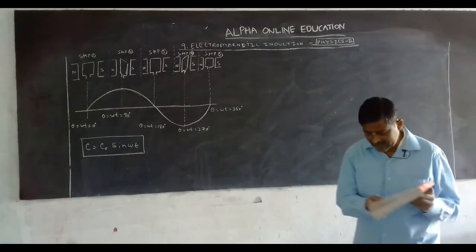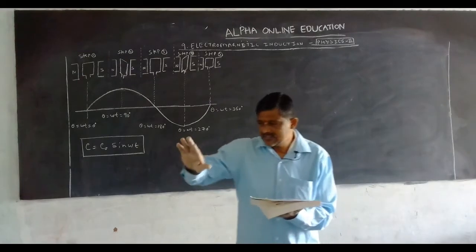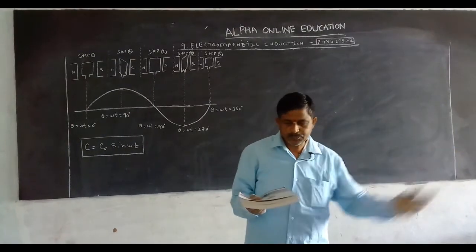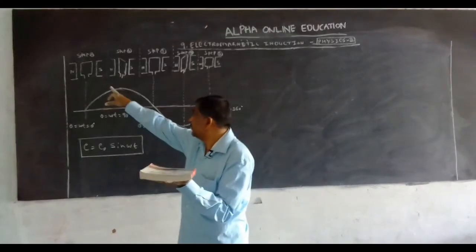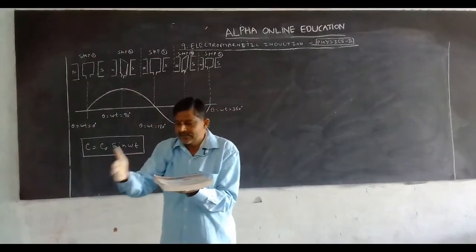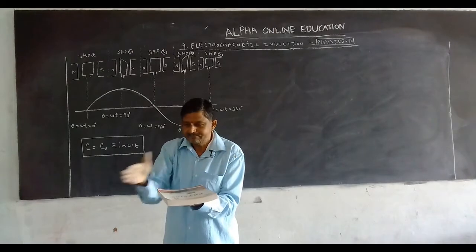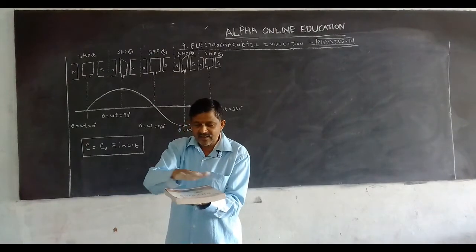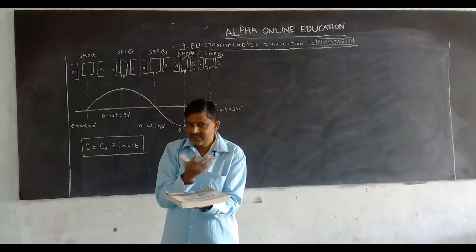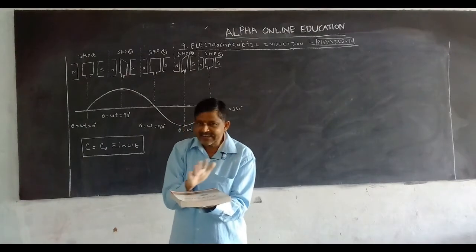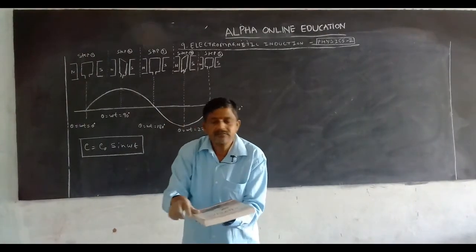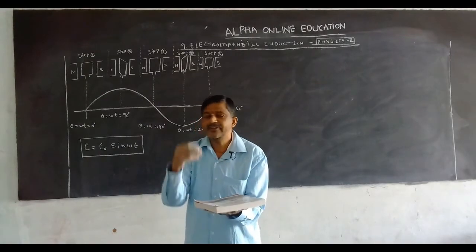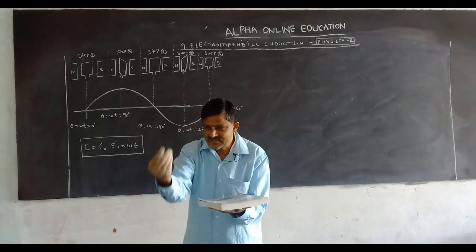Now let us take an example. This is the north pole, this is the south pole. Here the coil is there. In step 1, north pole, south pole, the magnetic lines are like this and like this. So the magnetic lines are not passing through the coil. So induced EMF is 0.